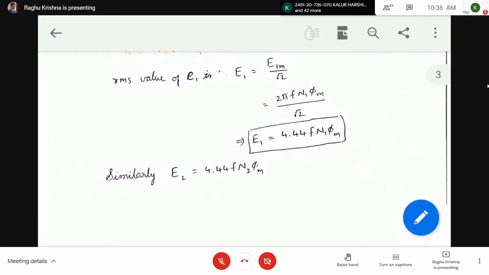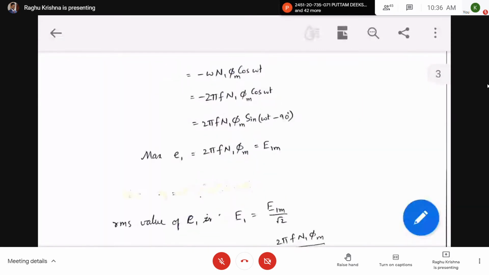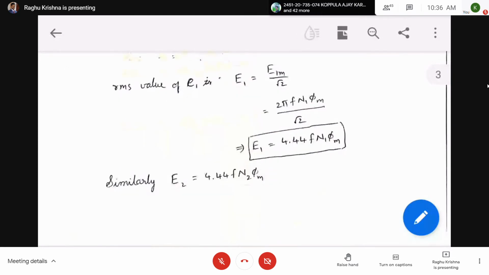So here this is the EMF equation. 4.44 F N1 phi M is the expression for E1. Here, you have to derive the E1 expression and the E2 expression. So this is the EMF equation of a single phase transformer, and this is the derivation of the EMF equation of a single phase transformer.